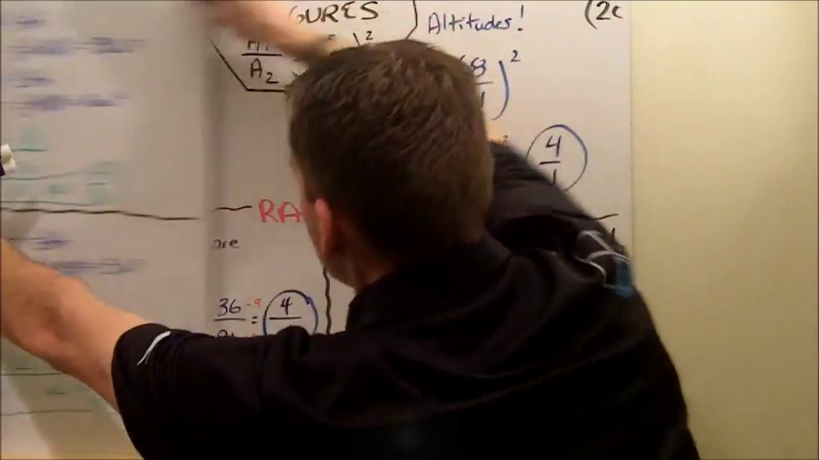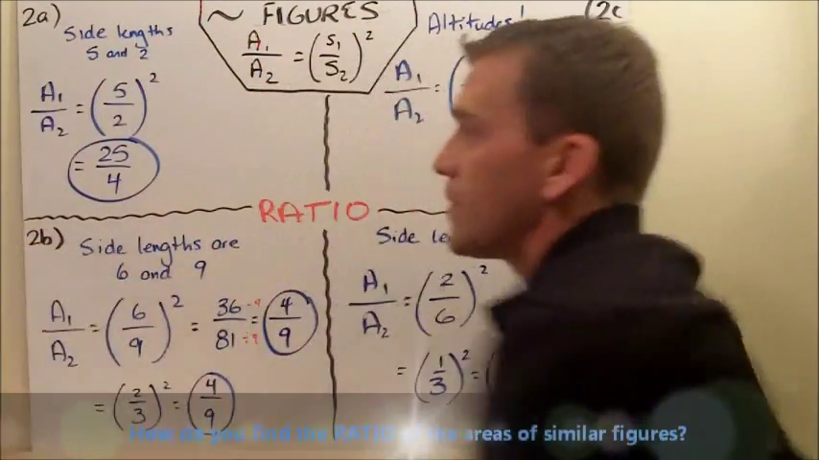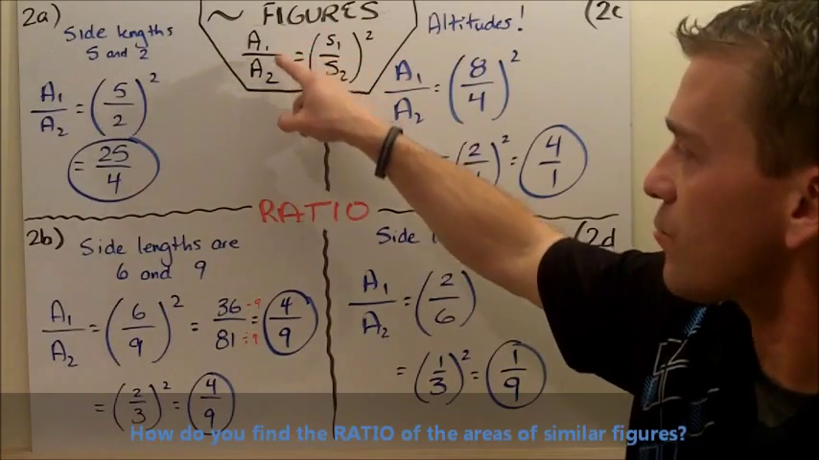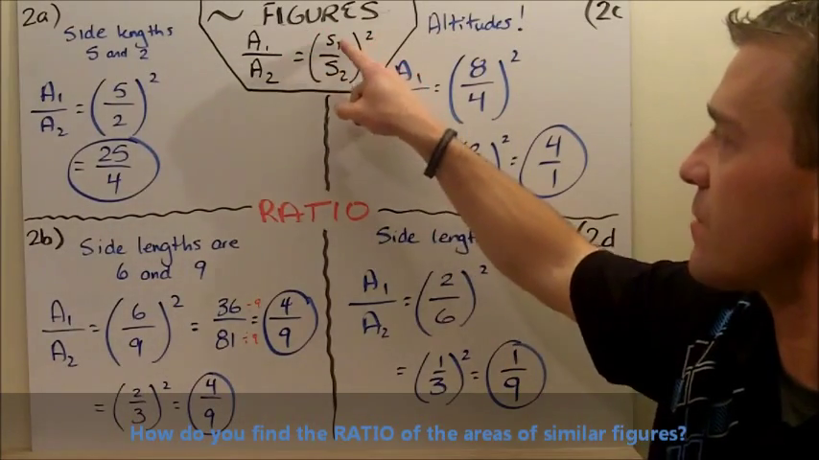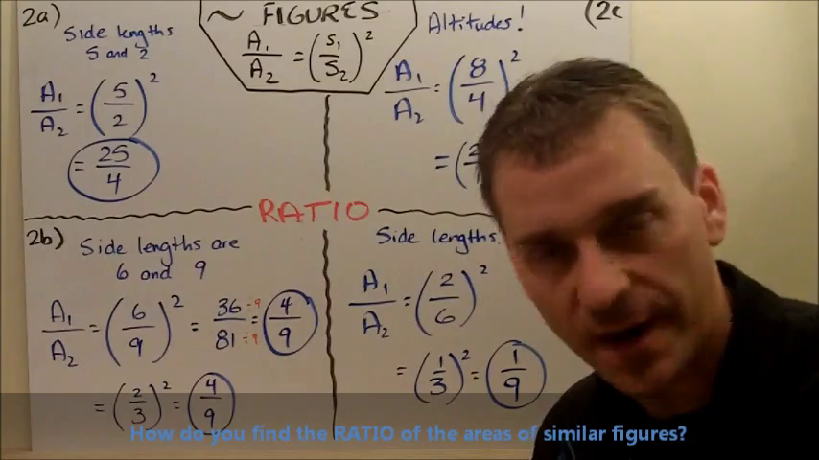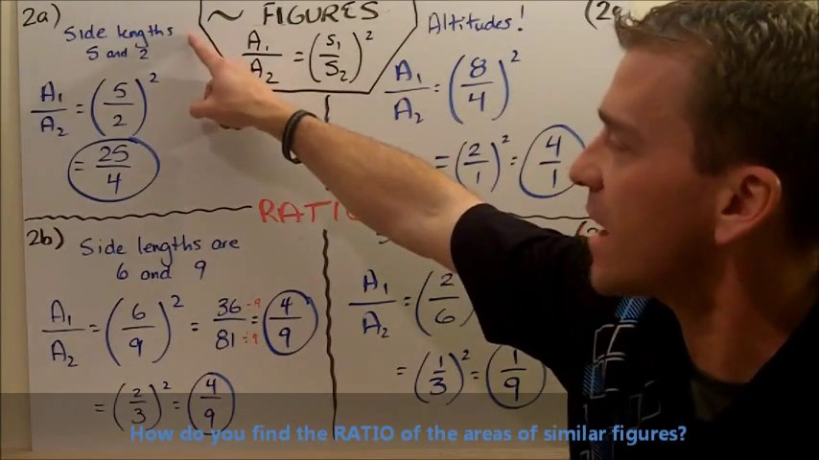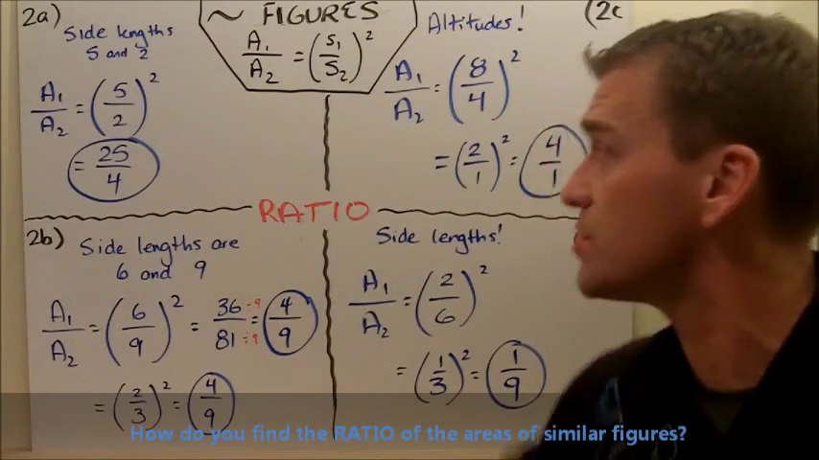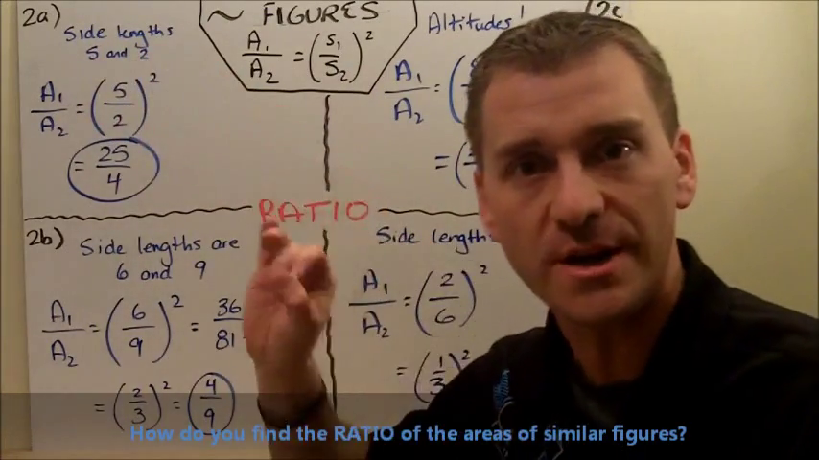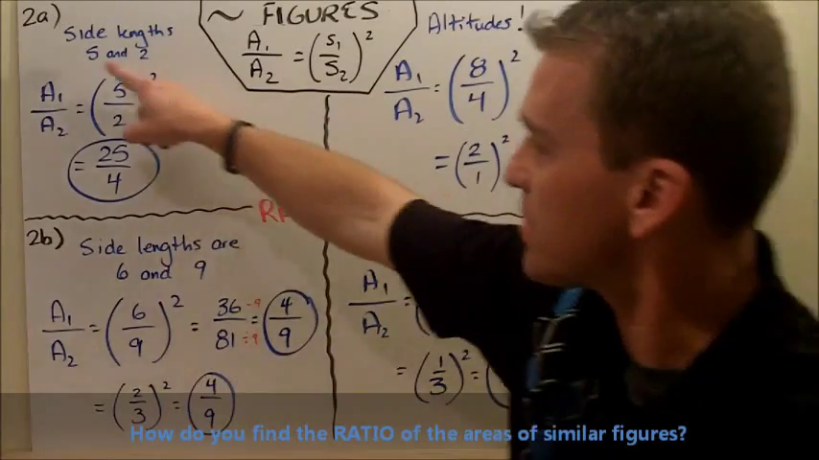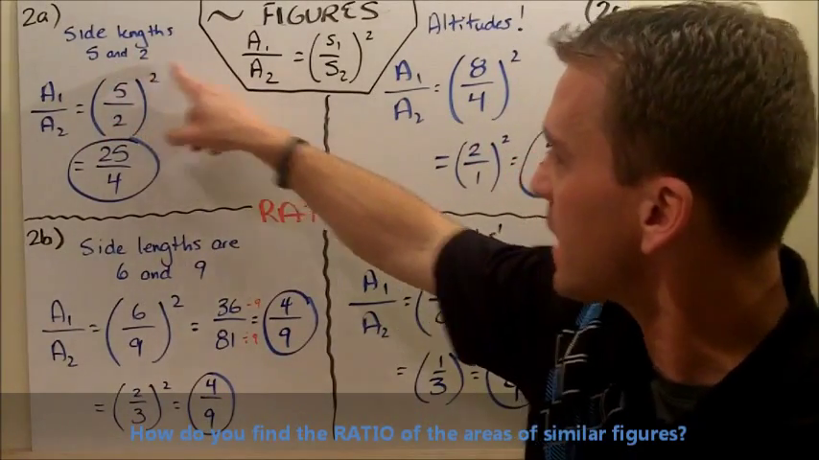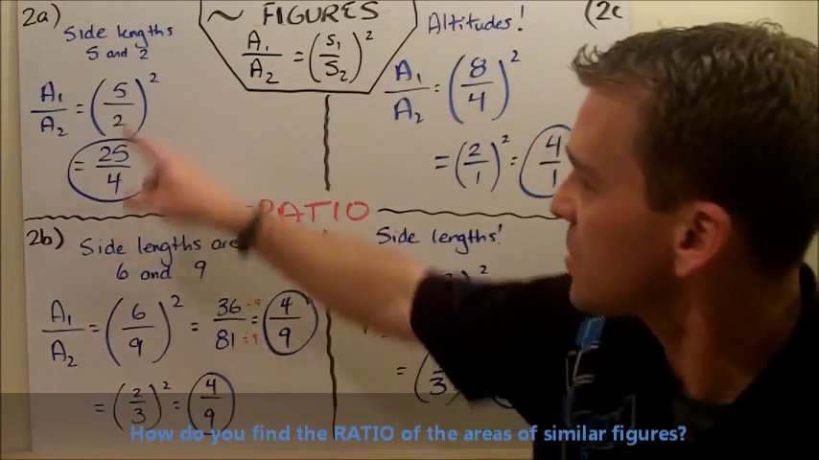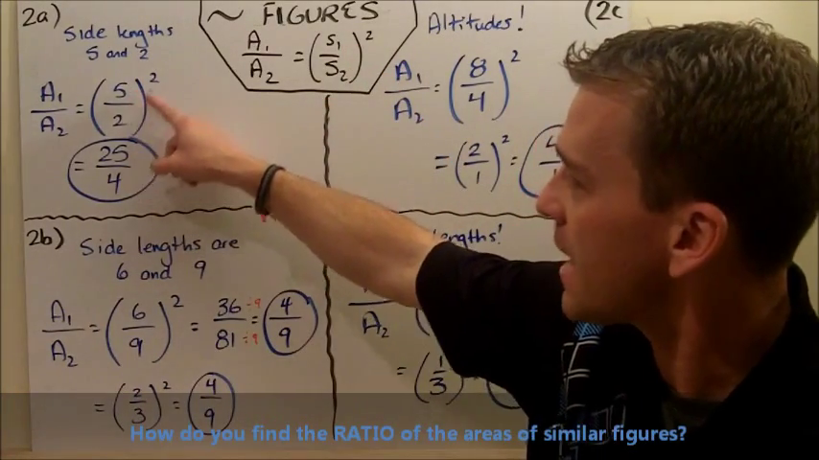So let's do it. Here's number 2. So you have to use the similar figures theorem, which says the ratio of their areas is equal to the square of the ratio of the corresponding segments. Great. 2A, what it tells you is that the side lengths are given to you to be a 5 and a 2. Sweet. Let's use it. So put the 5 and the 2 in for the side lengths, or the segments, I should say. So 5 and 2, and I square that.